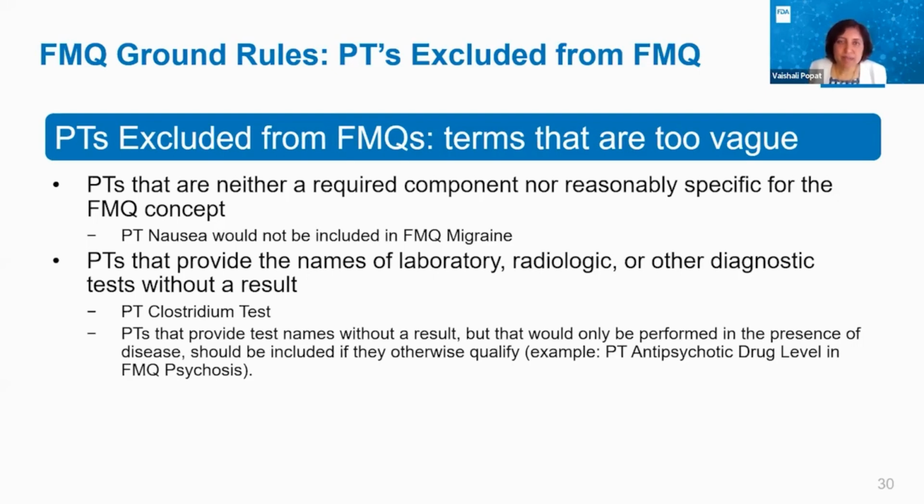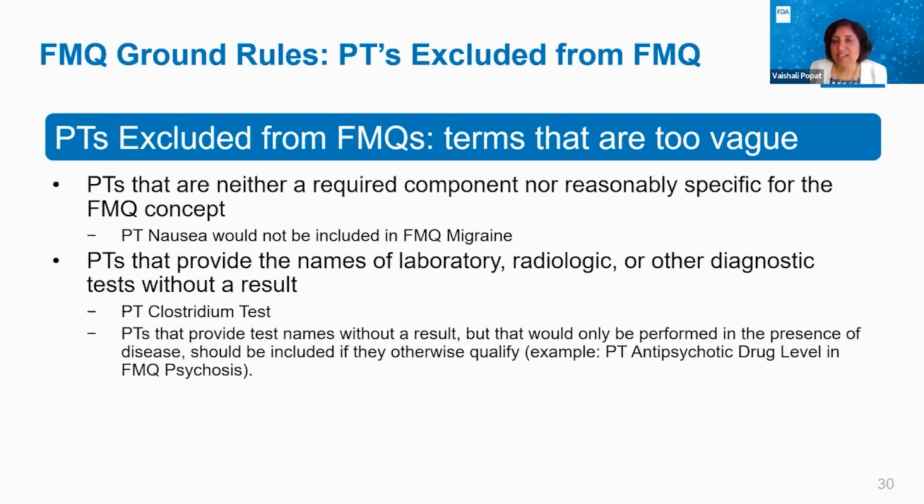But what I meant by PTs that are too vague is here. Some of the PTs are like this, the PT Clostridium test. We don't know whether it was positive or negative. And if that is produced without a result, then we would exclude it. However, when the PTs provide a test name without a result, but would only be performed in the presence of disease, it should be included if they otherwise qualify.